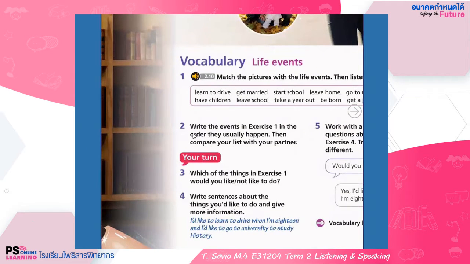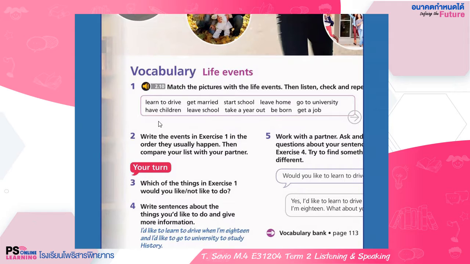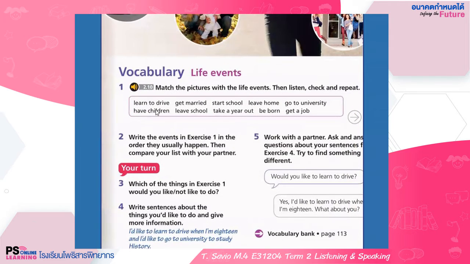Exercise 2. Write the events in exercise 1 in the order they usually happen. Then compare your list with your partner. So let's look at the list again. Learn to drive, get married, start school, etc. So number 1 will be born. Number 2, start school, and so on. Students, I'd like you to complete exercise 2 by yourselves.